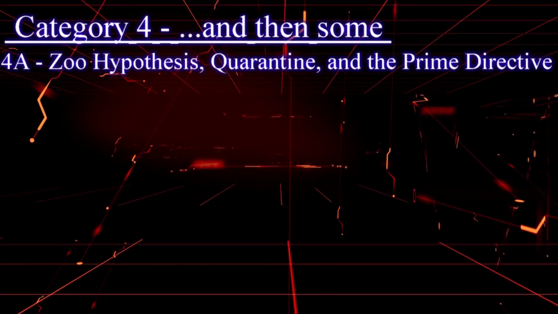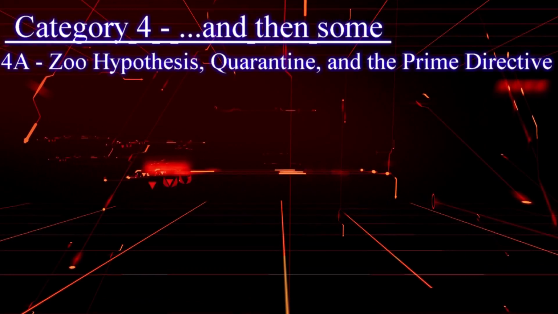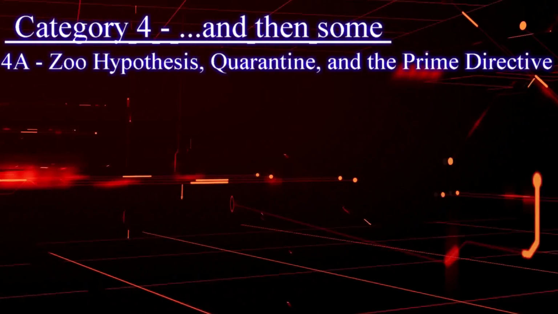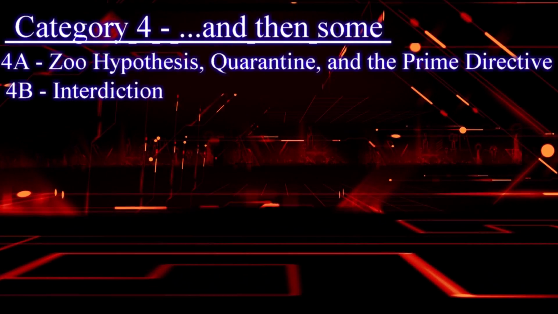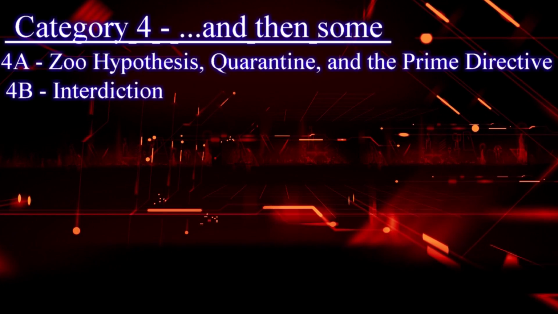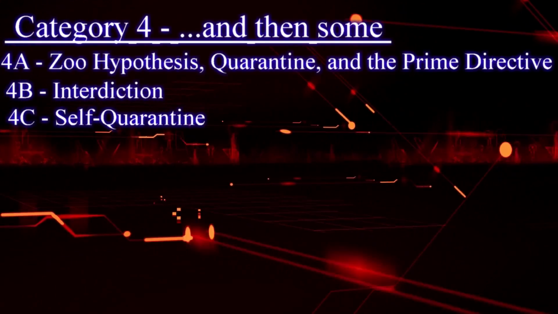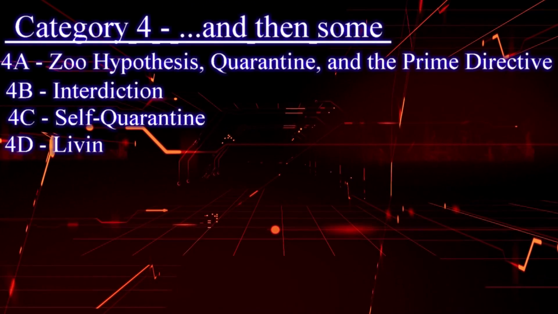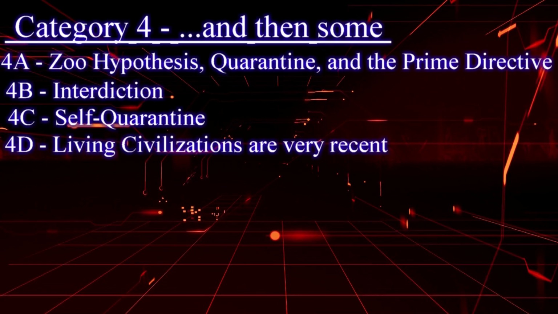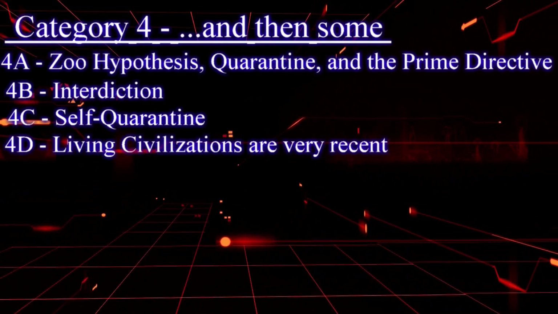So here they are. Category 4A, the zoo hypothesis, quarantine, and the prime directive. They specifically hide from us, or primitive cultures in general, for various reasons, as opposed to Category 2D, where they hide from everyone. Category 4B, interdiction. A variant on 4B, where civilizations agree not to expand, or expand beyond a certain point. Category 4C, self-quarantine. Species actively keep to themselves for fear of contagion. Category 4D. Living civilizations are very recent, living being the focus there. This is the category for cyclical extinction or a very recent galactic-wide extinction.